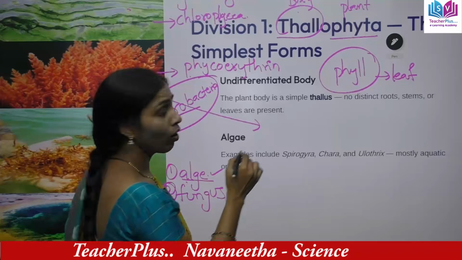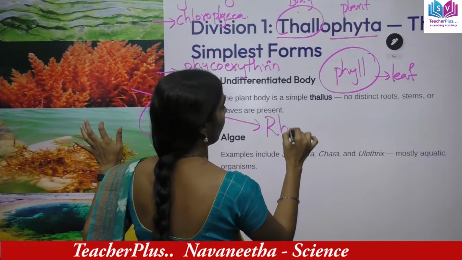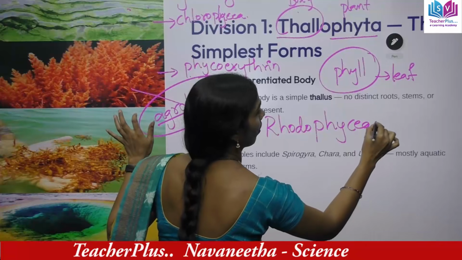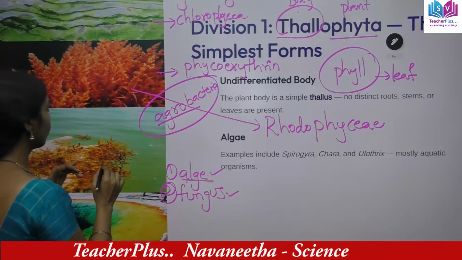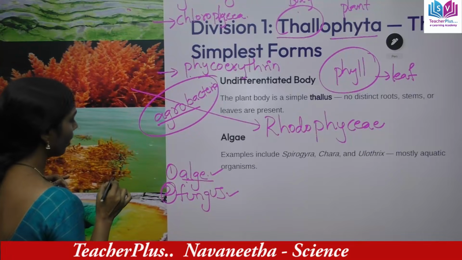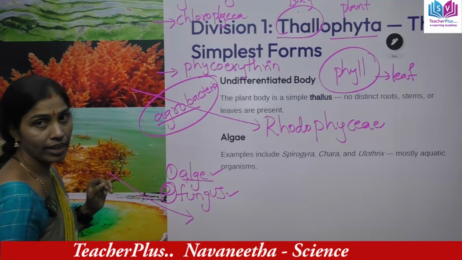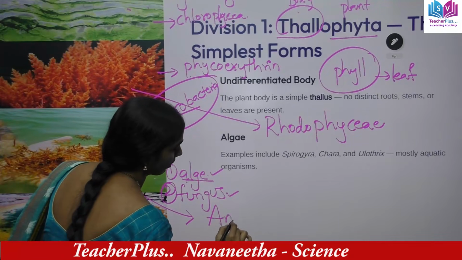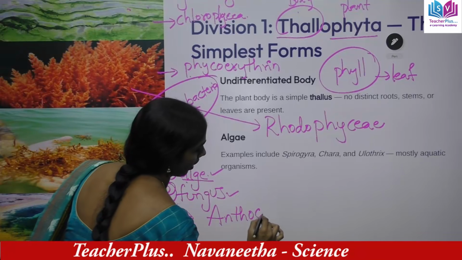So red algae are also called rhodophyceae. Okay, and the next one is brown algae. These are the important algae. And the brown algae have a pigment that is fucoxanthin.